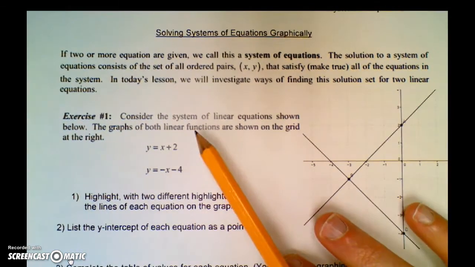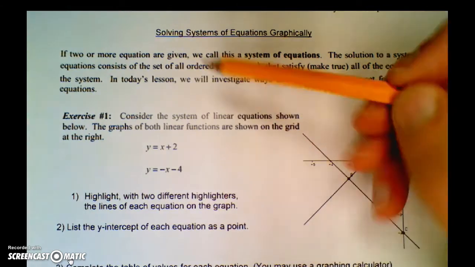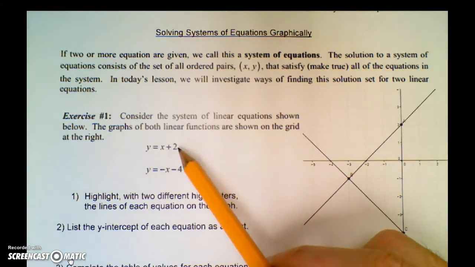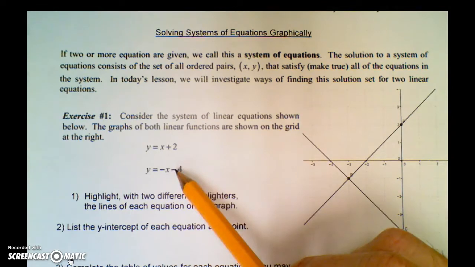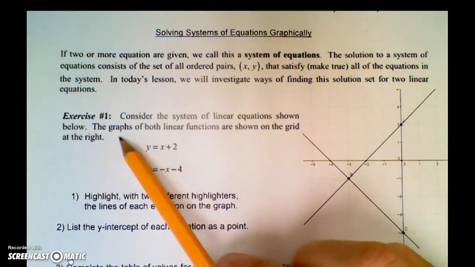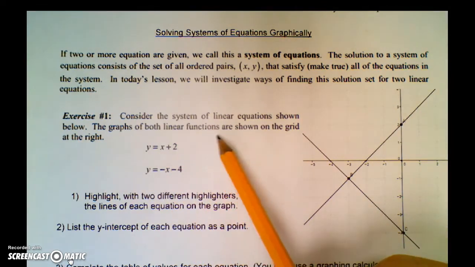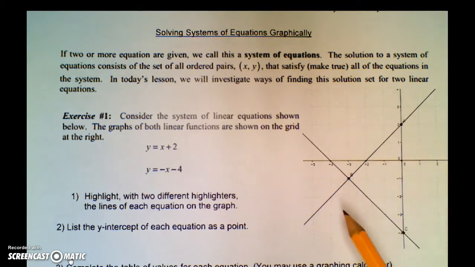So it says consider the system of linear equations, and again remember system of equations just means more than one equation, so I've got two equations shown below. The graphs of both linear functions are shown on the grid to the right. So these are the graphs of each of these. Let me use highlighters to label each one.